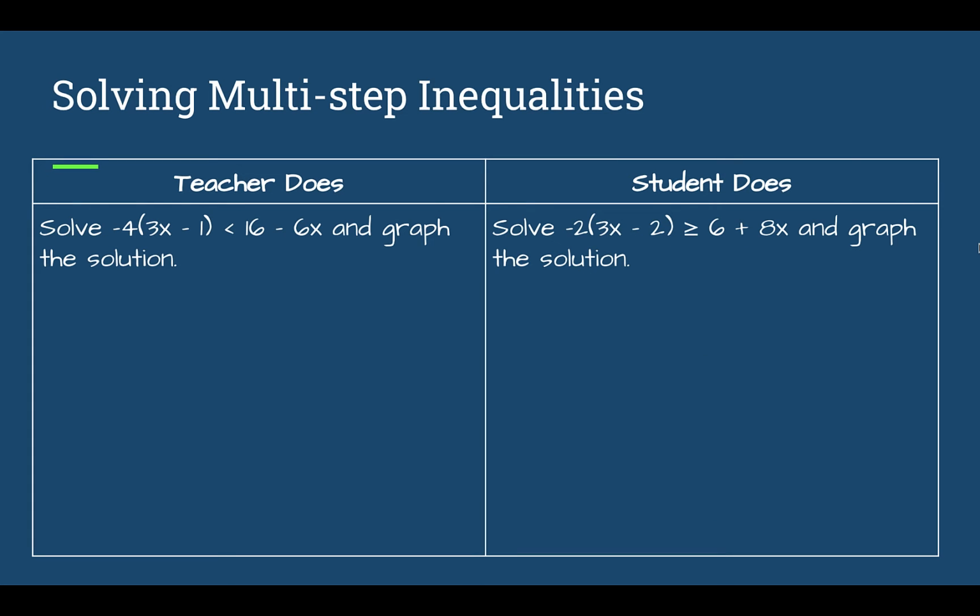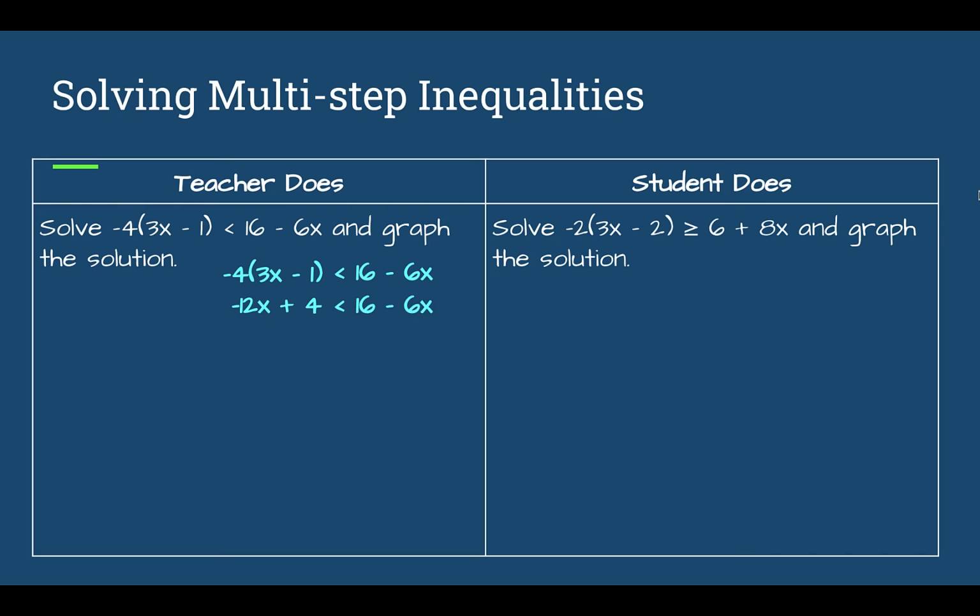Let's look at another example. Solve negative 4 times the quantity 3x minus 1 is less than 16 minus 6x, and graph the solution. I'm just rewriting the problem. First, we're going to need to distribute. I see that number outside of the parentheses. I'm going to multiply that through, and I would get negative 12x plus 4. Remember, a negative times a negative makes a positive, so negative 4 times negative 1 becomes positive 4.